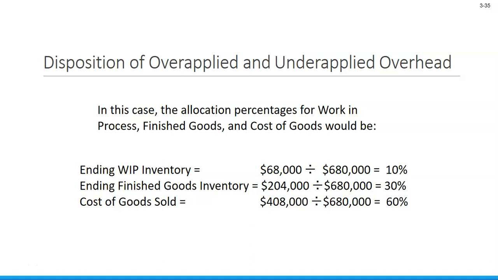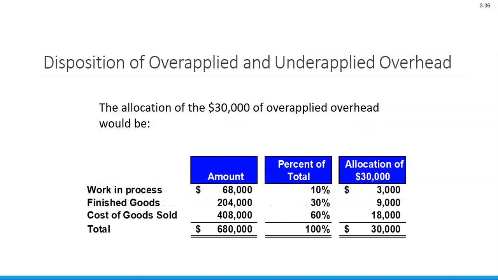So then we would allocate that $30,000 in over applied overhead. We would take 30,000 times 10% and put that in work in process inventory, times 30% to finished goods inventory, and 60% to cost of goods sold. So we see that 3,000 to work in process, 9,000 to finished goods, and 18,000 to cost of goods sold. So the total of $30,000 gets allocated based on our percentage of total to these 3 different accounts.